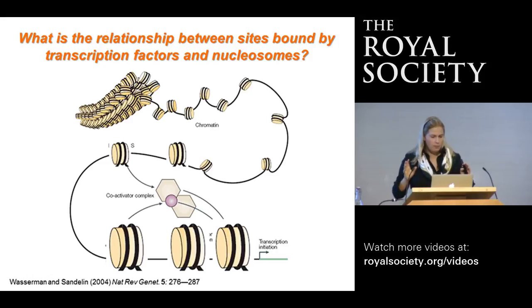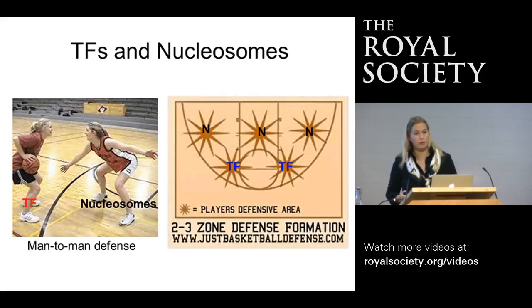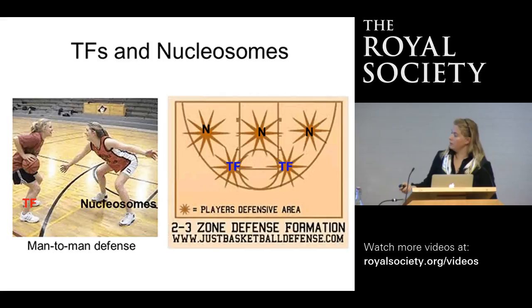Okay, if we think about these two classes of molecules, then there are two ends of the spectrum that we can imagine about how they interact. I'm going to explain that in terms of basketball, because I spent a lot of time on the basketball court before I was a parent. You can think about this also in terms of football or handball or hockey, or just pick your favorite sport. Think about London 2012 and the fantastic matches that we saw there.